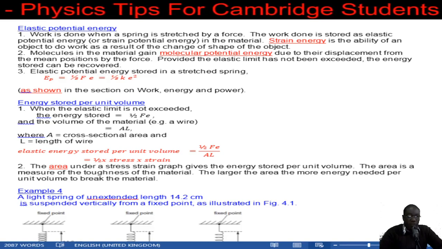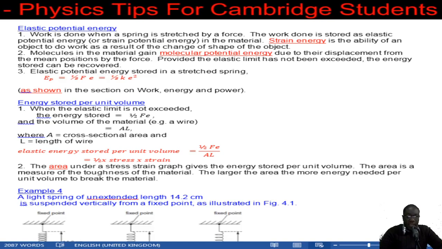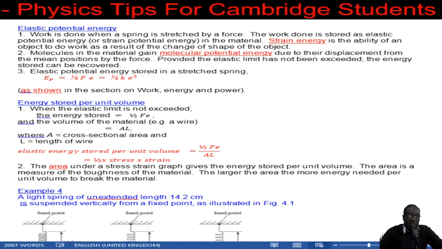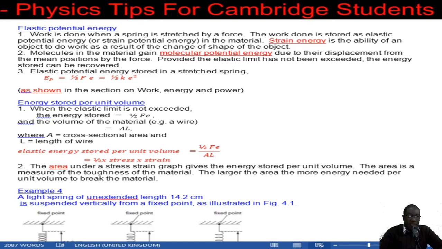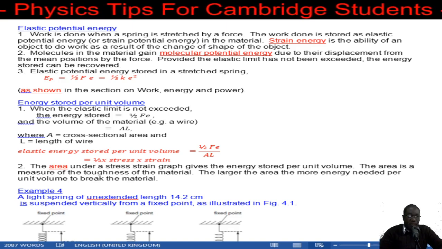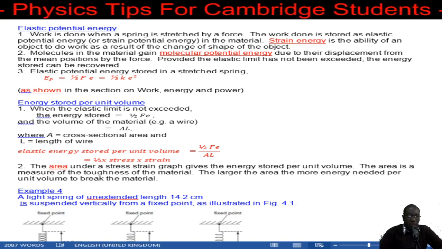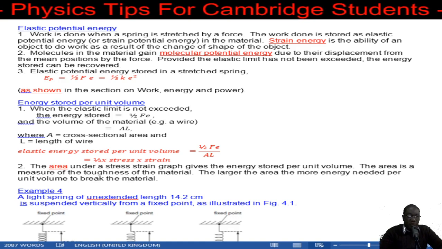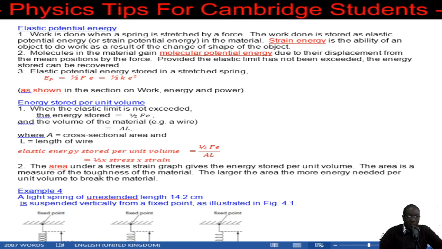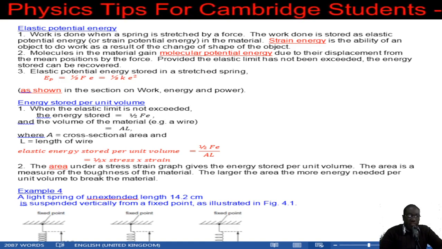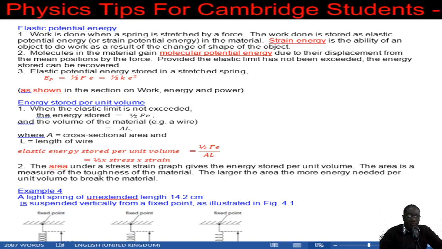In this video, we are going to look at elastic potential energy. This is the last video in the series of videos on deformation of solids. In the first video, we looked at Hooke's law. Second video, we looked at stress, strain, and Young modulus. And now we are looking at energy considerations.